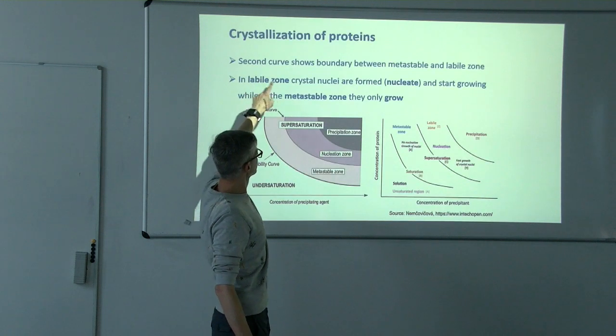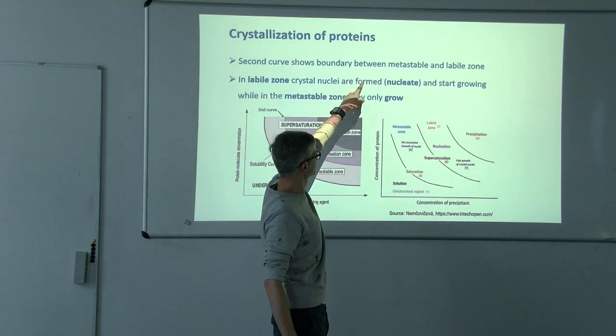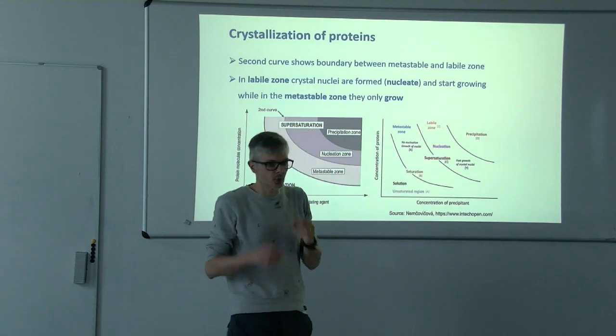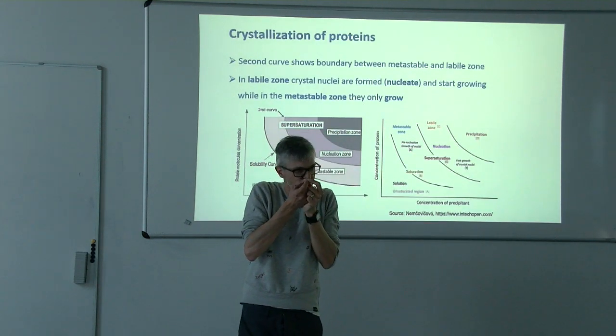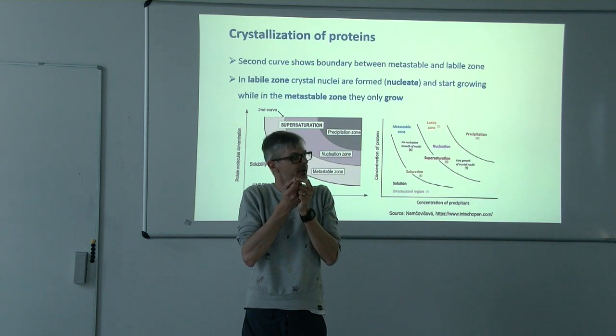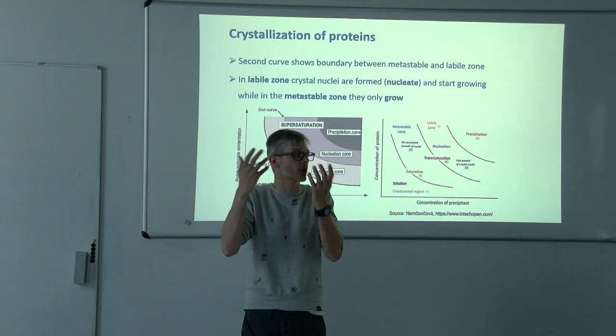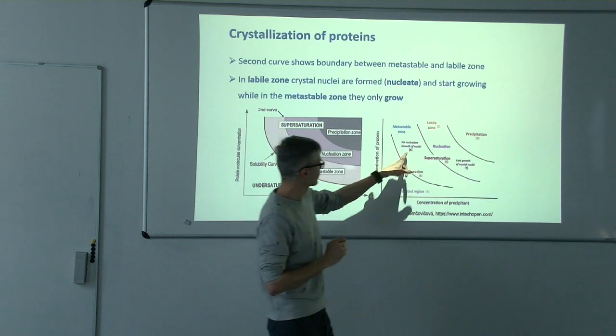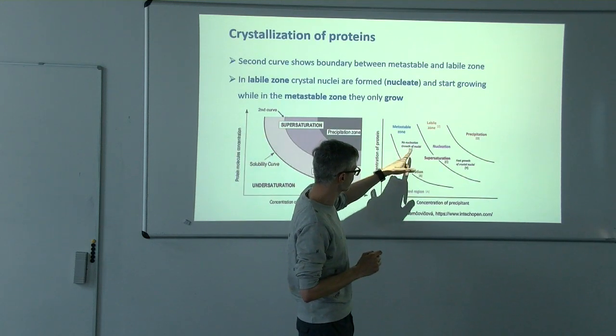In the labile zone, the crystal nuclei are formed. So what they call nucleate, what we call here. So actually mini crystals are being formed. This is what you want at first. And then you want them to grow. For that it's best that you are in the other one here. No nucleation, growth of nuclei.